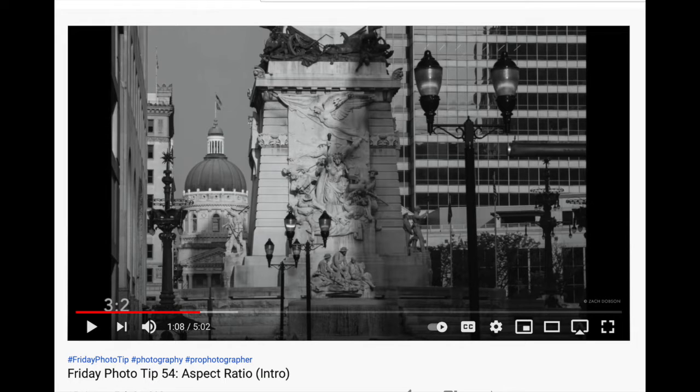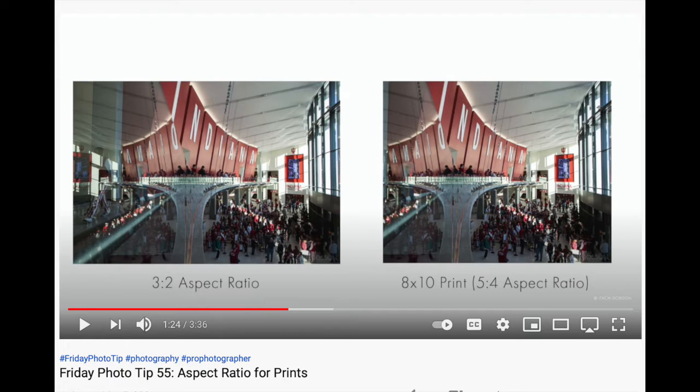This is the third in my three-part series on aspect ratio and how it affects your shooting, printing, posting online. The first week was an introduction along with how it relates to your camera. Second week was about printing your images. So go back and check those out if you need an introduction or any of that other information. This week is about posting your images on social media and all the different aspect ratios that are involved.